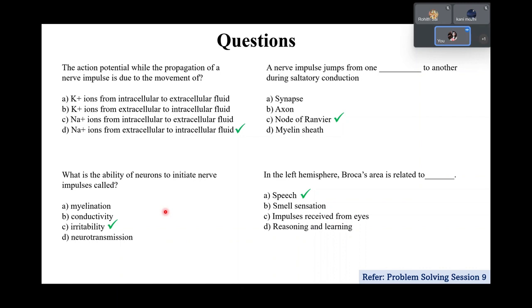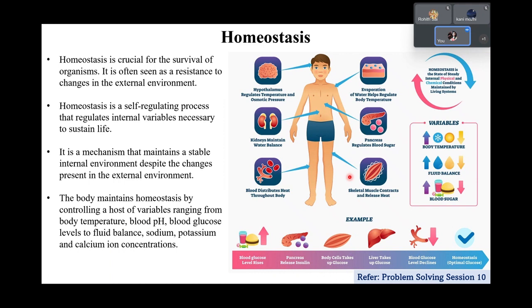So basically, what it means is when there is a change in the environment, how your body keeps up with the environment so that your internal system remains at a stable condition. So you have these different variables, for example, body temperature, fluids, blood sugar. All these are different variables which are kept under control by the body, and this whole process of keeping them at a steady state is called homeostasis.